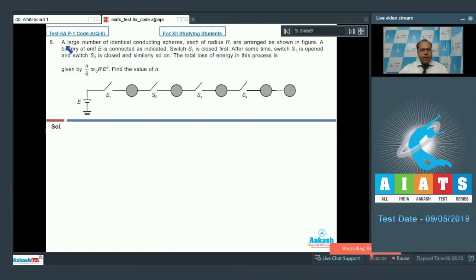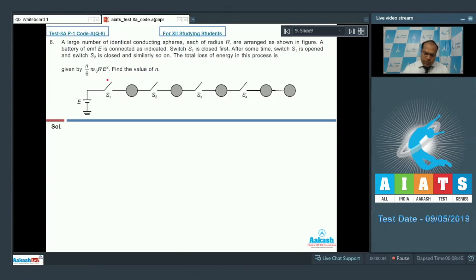In question number 8, a large number of identical conducting spheres, each of radius r, are arranged as shown in the figure. A battery of EMF E is connected as indicated. Switch S1 is closed first. After some time, switch S1 is opened and switch S2 is closed, and so on. The total loss of energy in this process is given by this expression. So find the value of N.